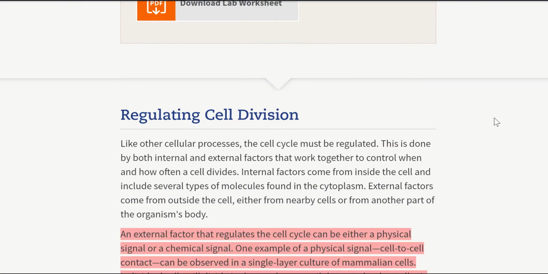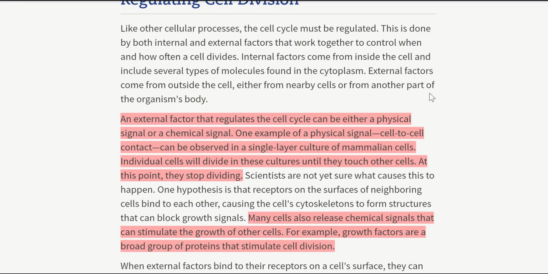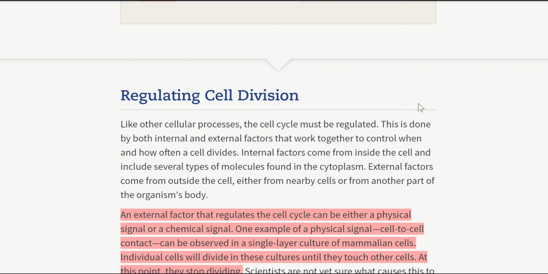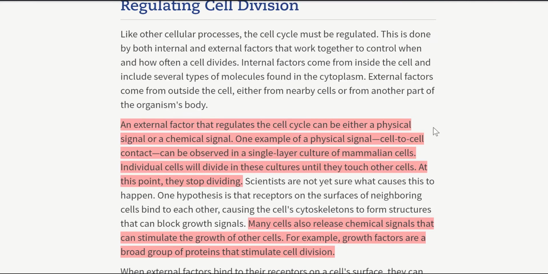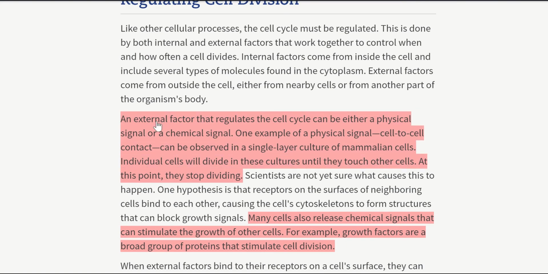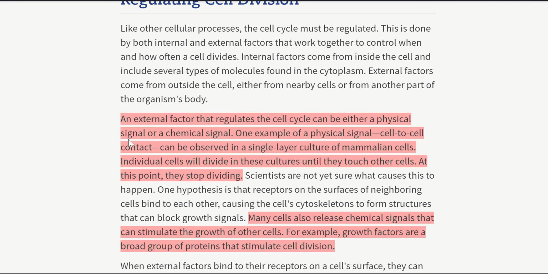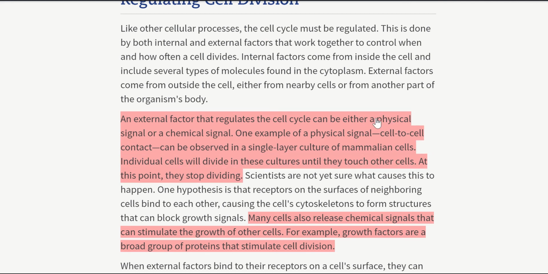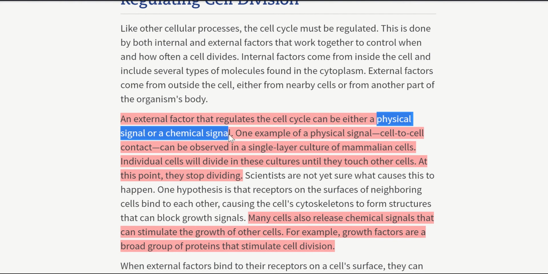Now let's talk about how cell division is regulated. Regulate means to stop or control. So how are we going to control cell division? When does a cell divide? Really what we talk about here are the external factors that regulate the cell cycle. It can be either a physical signal or a chemical signal. It says it right here, physical or chemical signal.